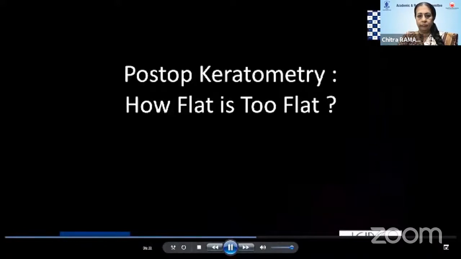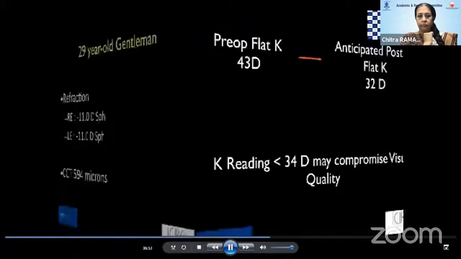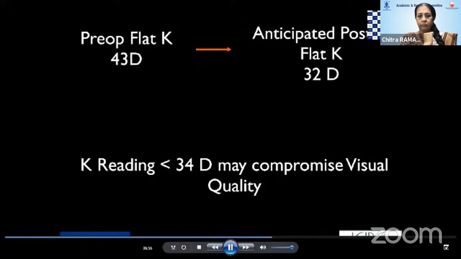How flat is too flat? This is something that we all need to be very careful about, particularly in thicker corneas where we get very tempted to treat very high refractive error. So this is a patient of -11 sphere, 594 thickness, which is very uncommon, but you do come across such patients. If you do a 90 to 100 micron flap with a 6 mm optical zone, you can treat this error on the cornea itself. But remember, it's not just the error that we are treating. If the patient has a preoperative flat keratometry of about 43 or 44, this patient is going to end up somewhere around 30 to 33 post-operatively.